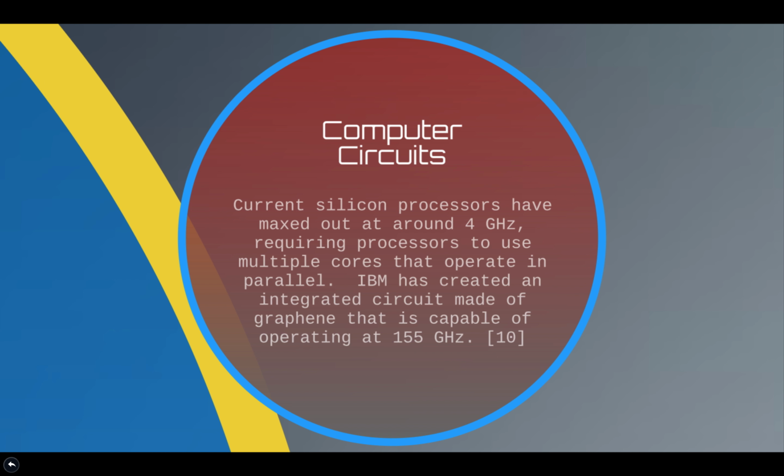Computer circuits. Current silicon processors maxed out at around 4 GHz speed almost 10 years ago. Processors have only been getting faster by using multiple cores that operate in parallel. IBM has created a graphene computer chip capable of 155 GHz. This, combined with the lack of overheating, will revolutionize the capability to make smaller and faster computer chips.